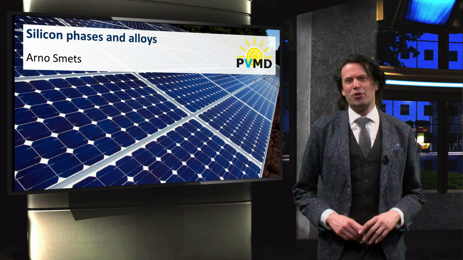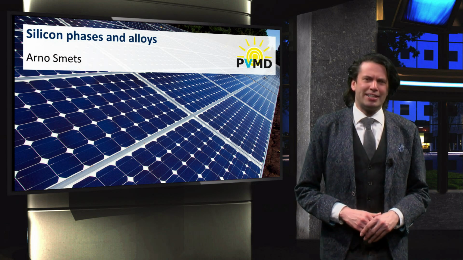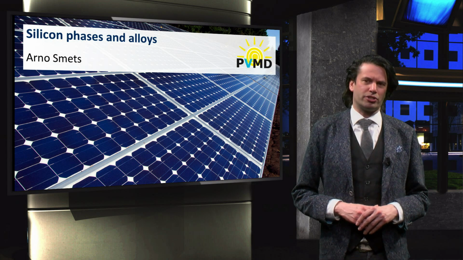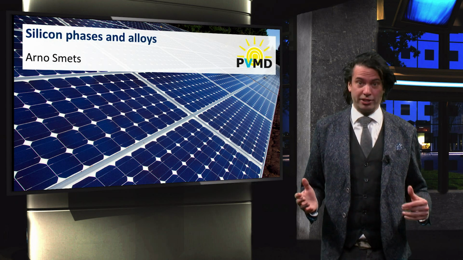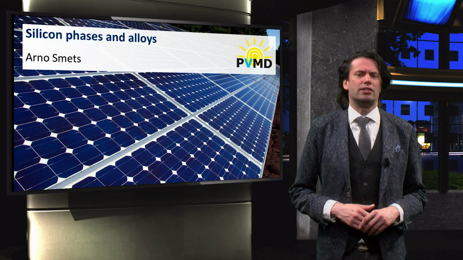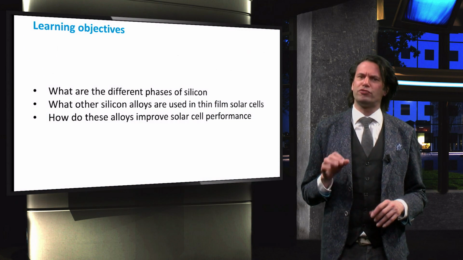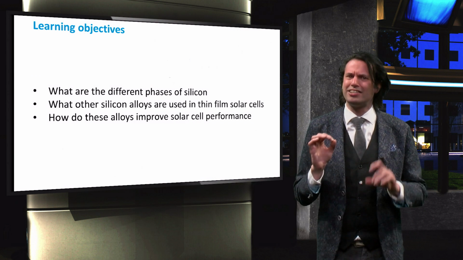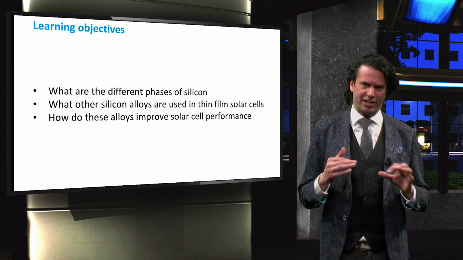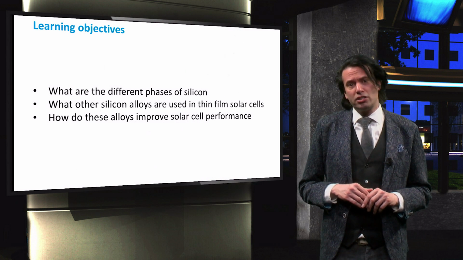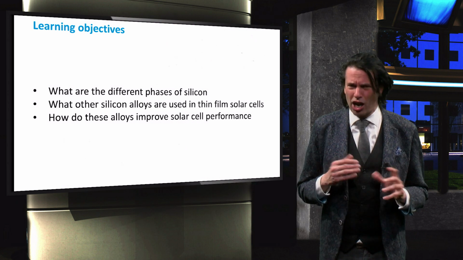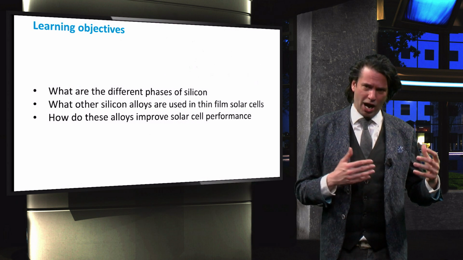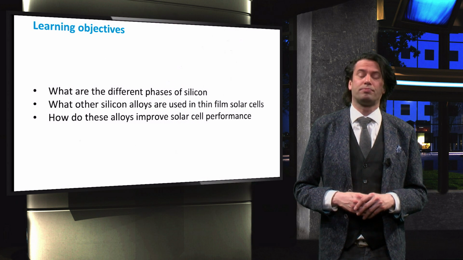In the previous video, we discussed the PIN junction that is used in thin film silicon solar cells. In this video, we will explore the silicon phases and alloys used in these cells. The learning objectives for this video are to understand the difference between the various silicon phases. We will discuss a variety of silicon alloys and how these alloys allow for the deposition of high-performance solar cells.